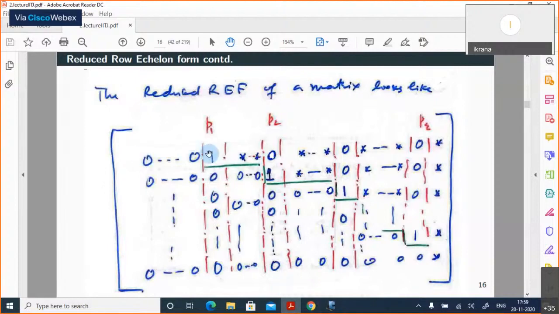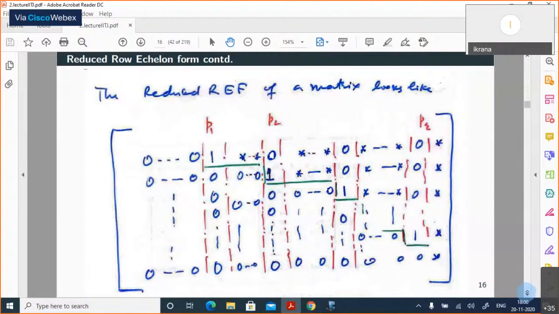0, 0, 0, 1, and something we don't bother what it is. The second row: 0, 0, 0, the place is on the right side, right? 0, 0, 0, then 1 at the place P2 bigger than P1, and everything else is 0, and so on. Here is PR, the last place where in the rth row something non-zero comes, everything else is 0, and maybe afterwards something happens. So this is what the reduced row echelon form of a matrix looks like, and that is always unique.